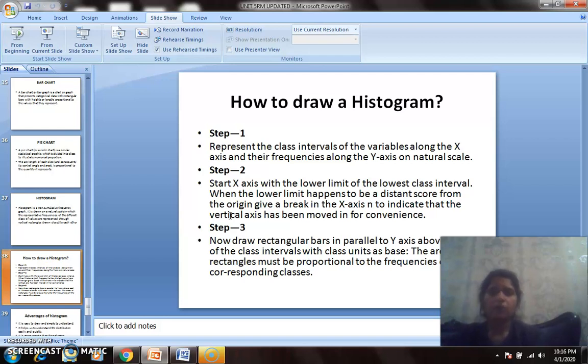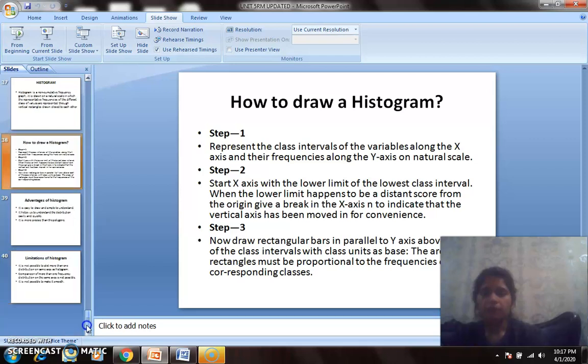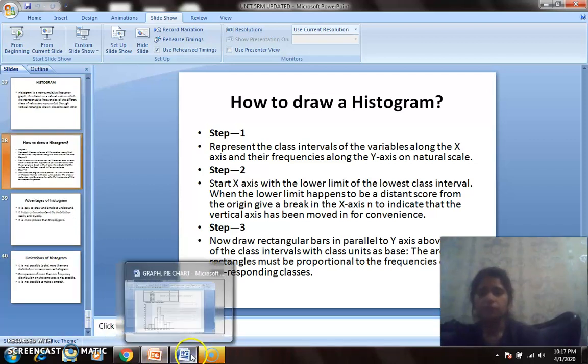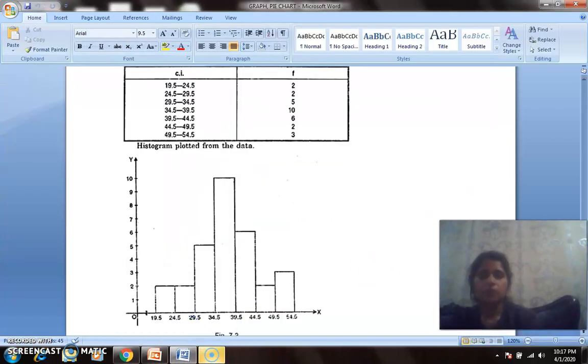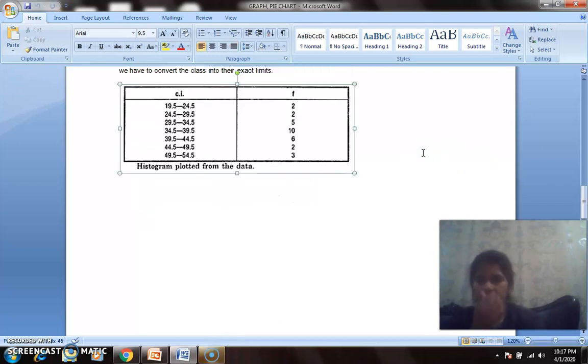Now draw a rectangular bar parallel to the y-axis above each of the class intervals with the class units as base. The areas of the rectangles must be proportional to the frequencies of the corresponding classes. So this we will see with the help of a diagram. So just have a look at this.